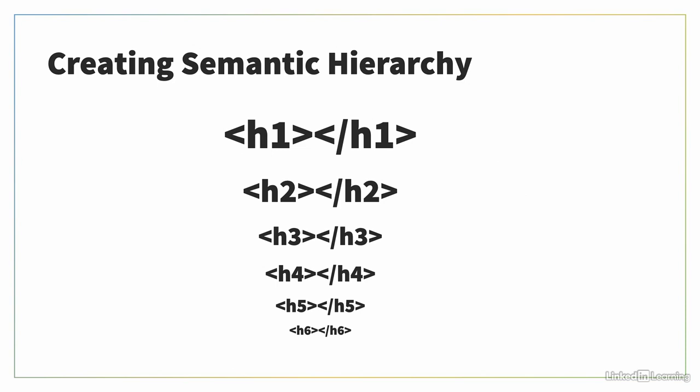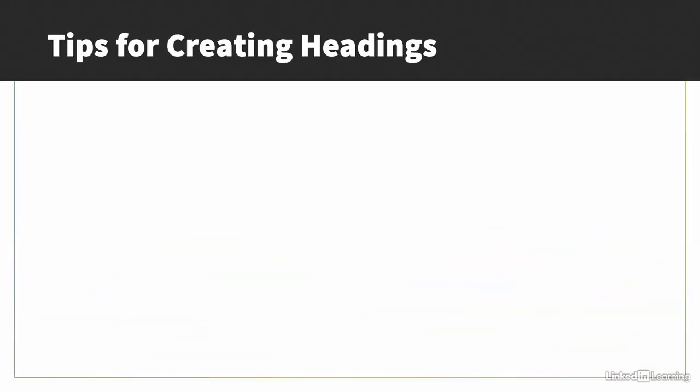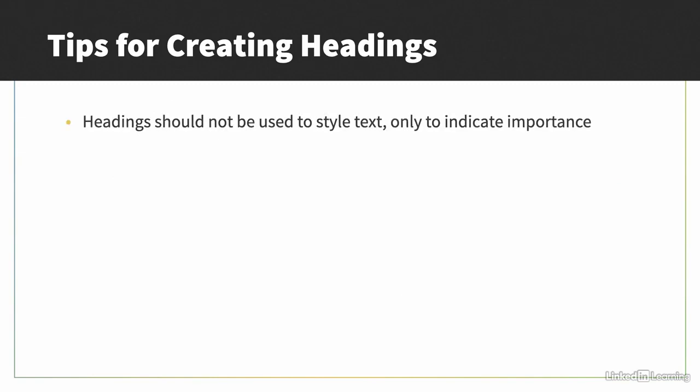Heading information is used by assistive technology to construct a table of contents for the page, so it's important to use them appropriately. There are a few common mistakes when using HTML heading elements. First, headings should not be used to style text, only to indicate importance of the upcoming content. If you wish to change the heading font size, use the CSS font size property.